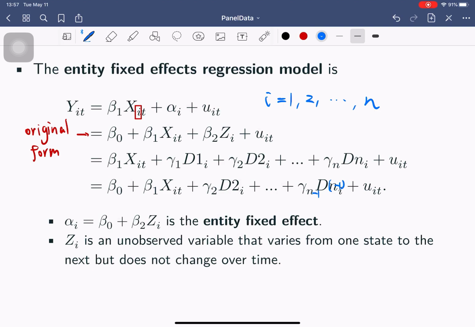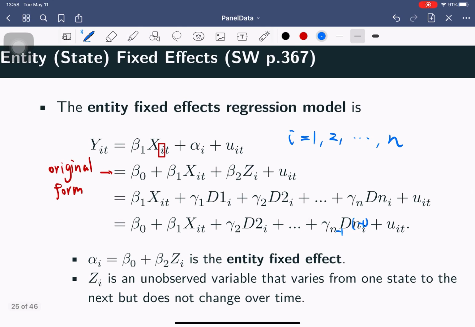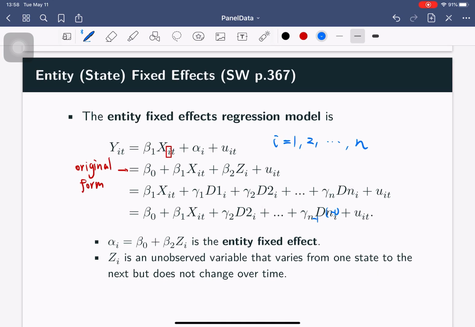Okay, so because we only choose all dummy variables without the intercept, or n minus 1 dummy variables with the intercept, we have a two-choice. So this is the construction for the state fixed effect.